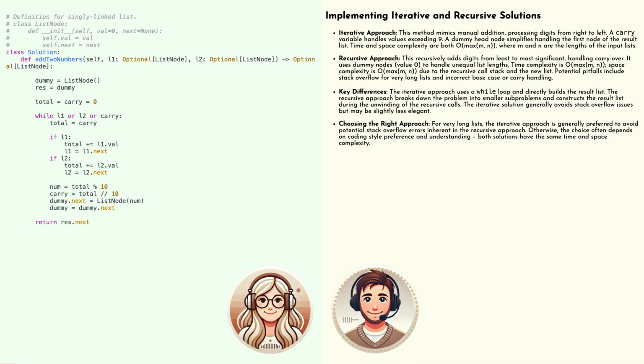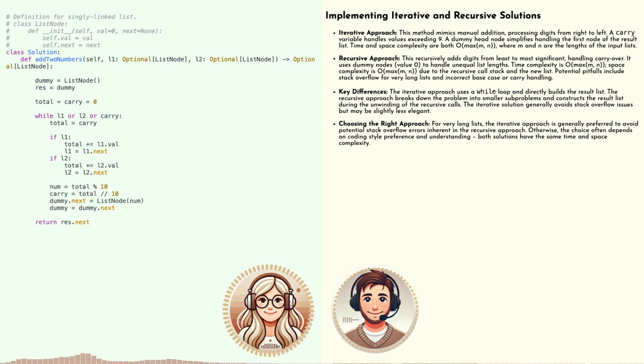What happens next? Well, we have our digits. Now it's time to add them up. We add the digits from the current nodes along with any carryover from the previous step. That gives us our sum. Right, but that sum could be greater than 9, meaning we'll have a new carryover for the next step. How do we handle that? Easy. We divide that sum by 10. The whole number result of that division becomes our new carry value.